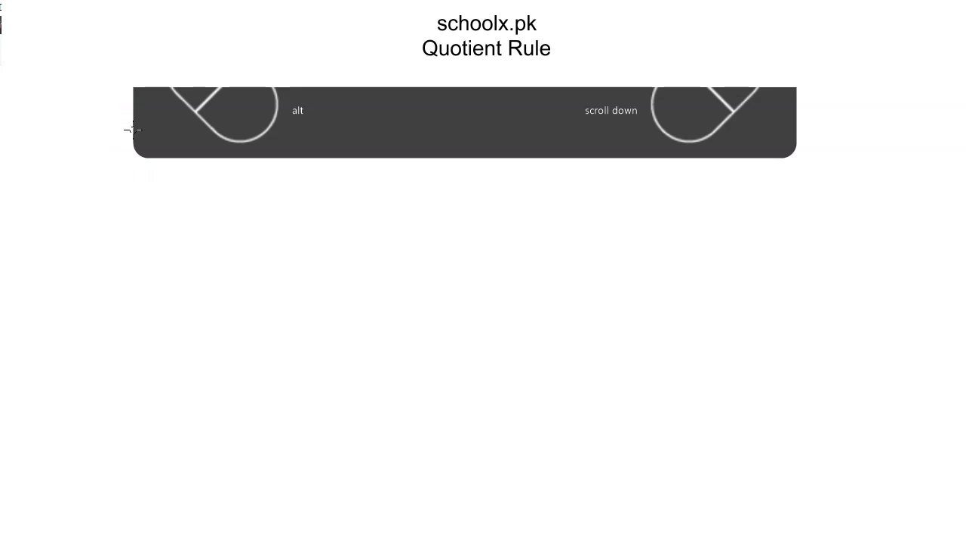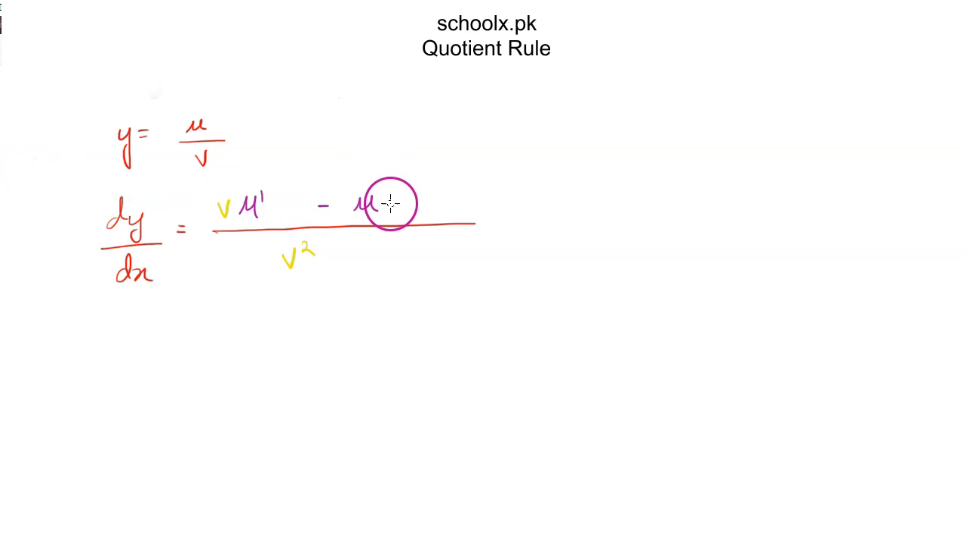In this lecture we'll learn about the quotient rule. Now what is the quotient rule? Let's say I have y equals u over v, and if I were to take the derivative of y, so dy over dx would be v squared in the denominator, and in the numerator v into the derivative of u, subtracted u into the derivative of v. So this is our quotient rule, right?